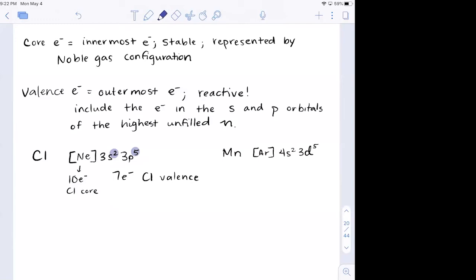Valence electrons, he's got 2. Notice we don't count the d's. Argon is 18, so manganese has 18 core electrons. These are d orbitals. They don't count. They're not part of the noble gas core, so they're not core.